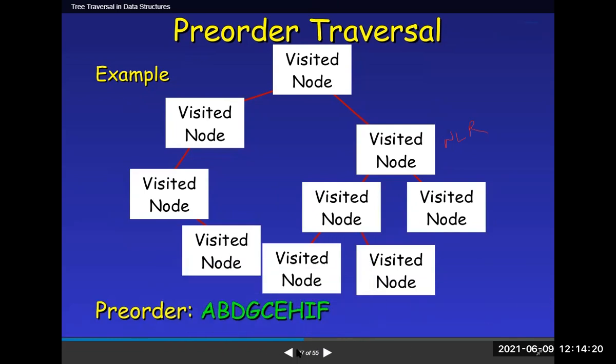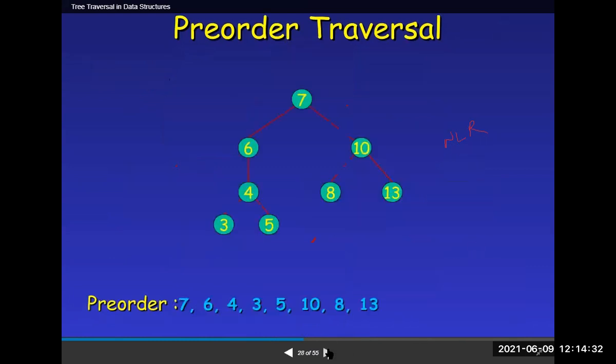In this you just remember that in pre-order the root is at first position. Here the root is at first position, because first priority is given to the root, then left, then right. So for this pre-order, first visit 7, then 6, then 4, then 3, then 5. Then we visit 10, then 8, 10, 13.